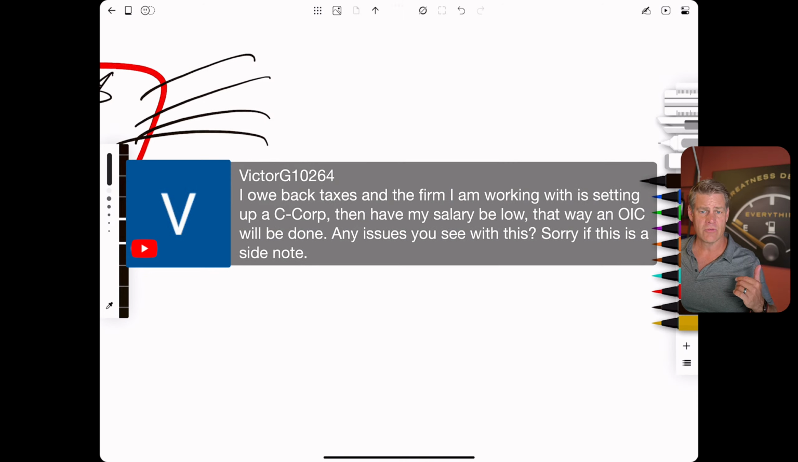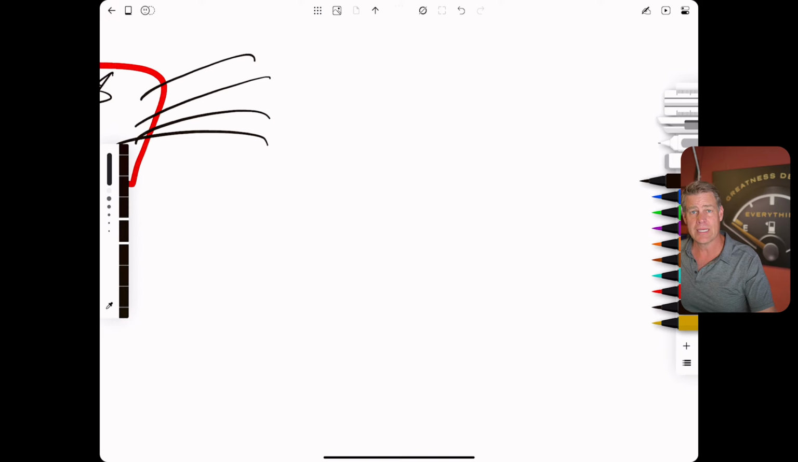I owe back taxes, and the firm I'm working with is setting up a C Corp. They have my salary to be low. That way the offer and compromise will be done. Any issues you see with this? No, if all they're asking you for is the income, that's all you have to disclose. If you have to disclose any business interests you own, well, then that could come up. I'm not a CPA, and I don't deal with that side of it in our practice. But if they're telling you this is the way to go, then yeah, hopefully it'll work out in your favor.